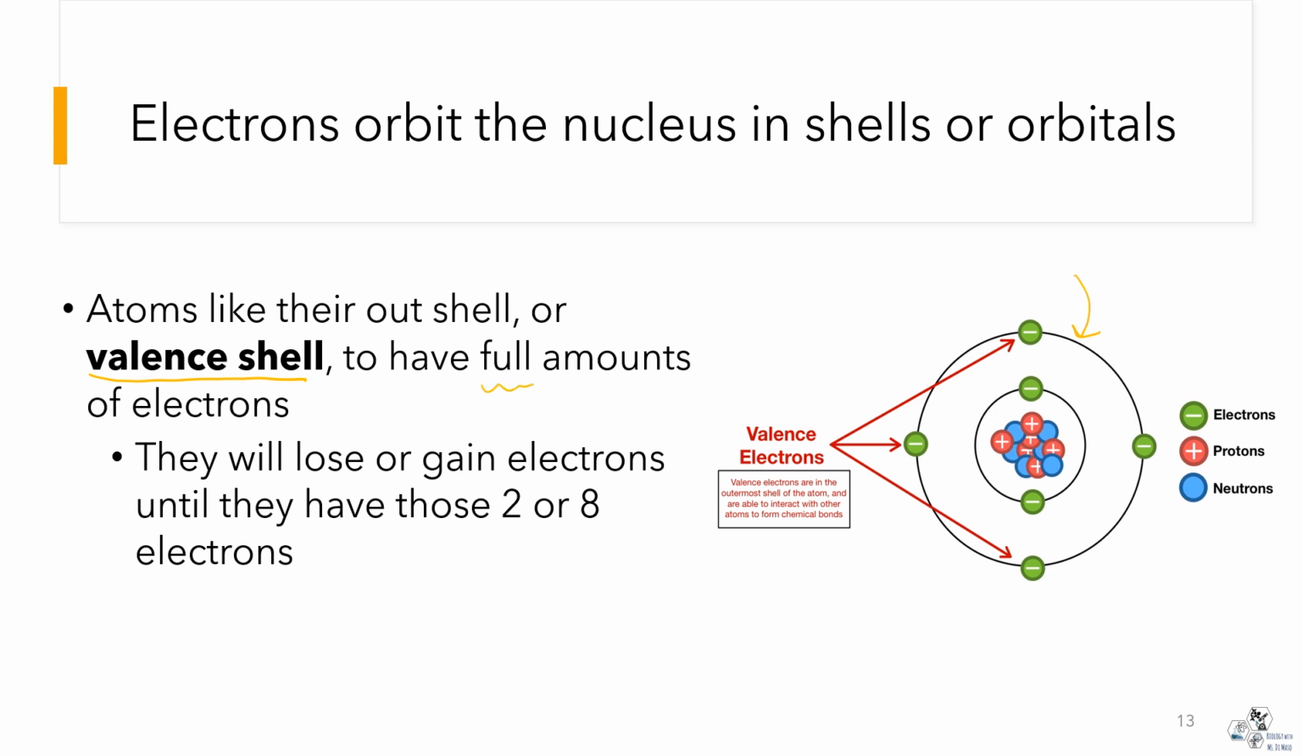So either the atom will have to gain electrons until it hits 2, or lose electrons until it hits 2 or 8 electrons in that outer valence shell. That's just the most stable configuration for the element. Now, the problem is, depending on what element you have, you may not have enough electrons to fill that valence shell. As a result, these different atoms are going to interact with other atoms so they can fill that valence shell and be stable by forming chemical bonds with each other.